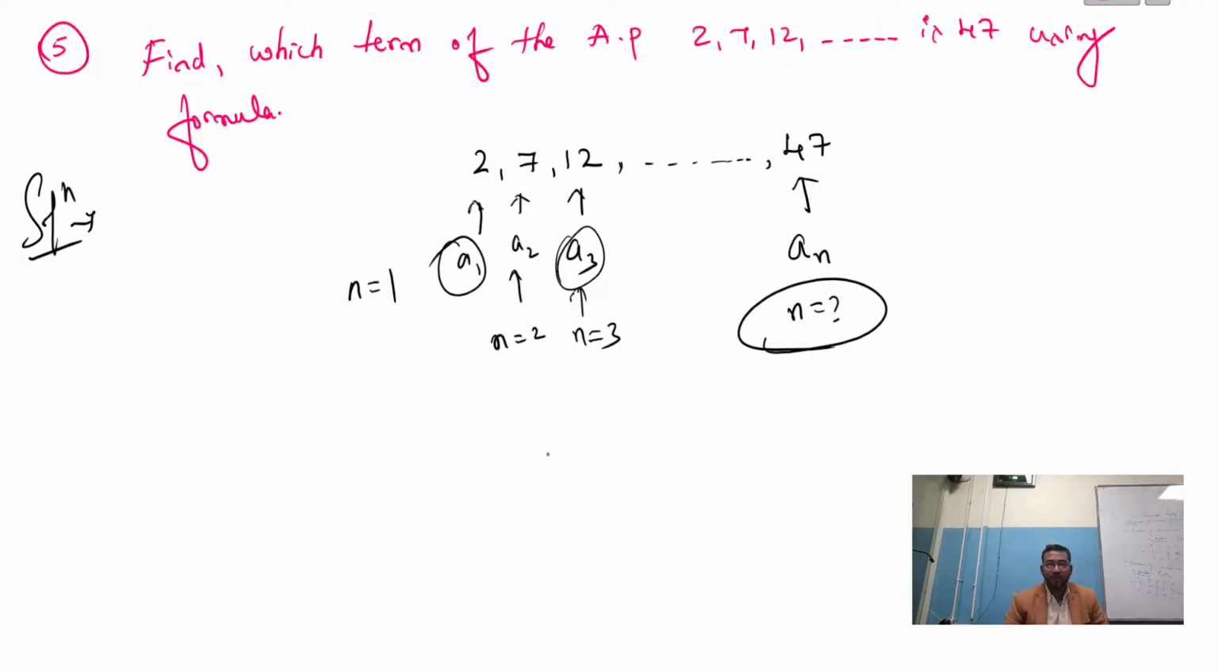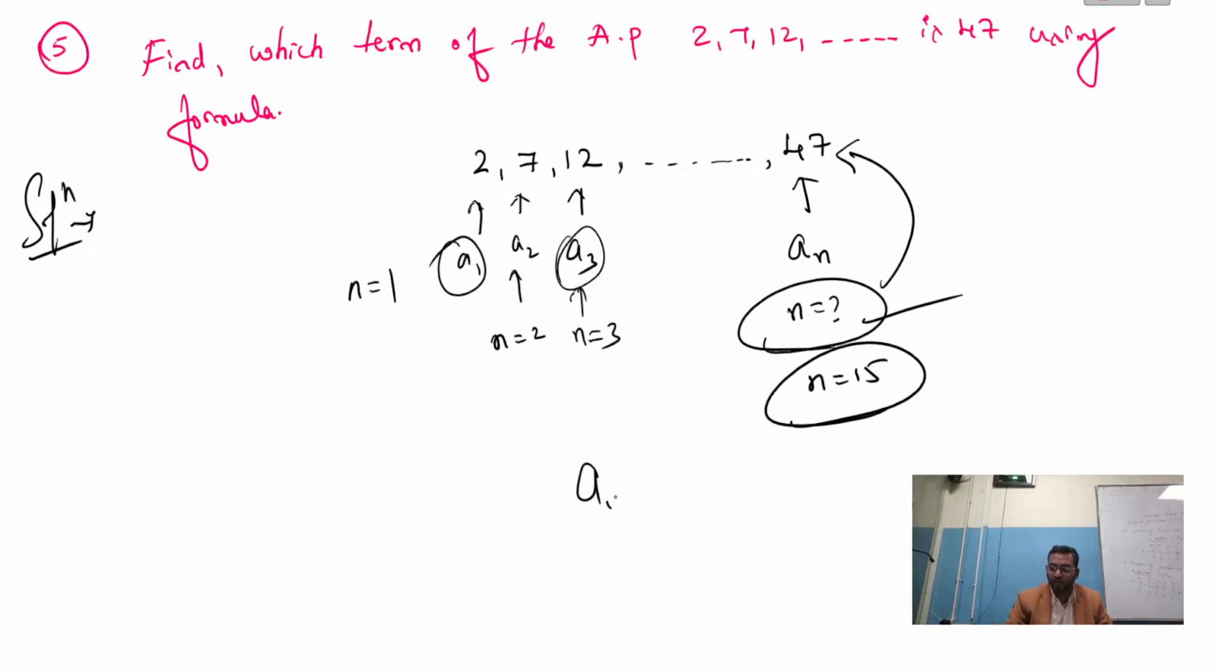Which term of the AP? See, when first term is 2, second term is 7, third term is 12, then which term is 47? This is the question. To find which term is 47, it means we need to find the value of n here. Example, I'm telling, if we get the value of n as 15, then directly we can say that therefore 15th term is 47. Clear? I hope you have understood.